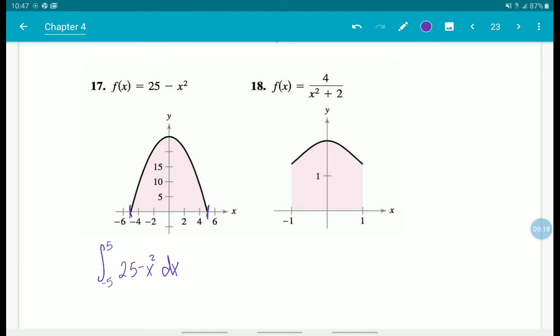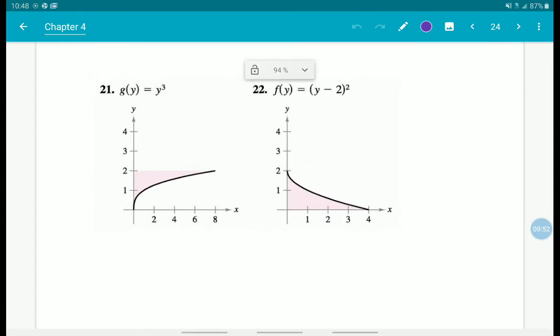You may want to pause the video and try a few of these on your own and then check your answers to see how you did. So if we look at 18, our function is 4 over x squared plus 2. We are integrating with respect to x, and our x bounds go from negative 1 to 1. We always put the smallest one on the bottom and the biggest one on top. We're always reading that graph left to right.